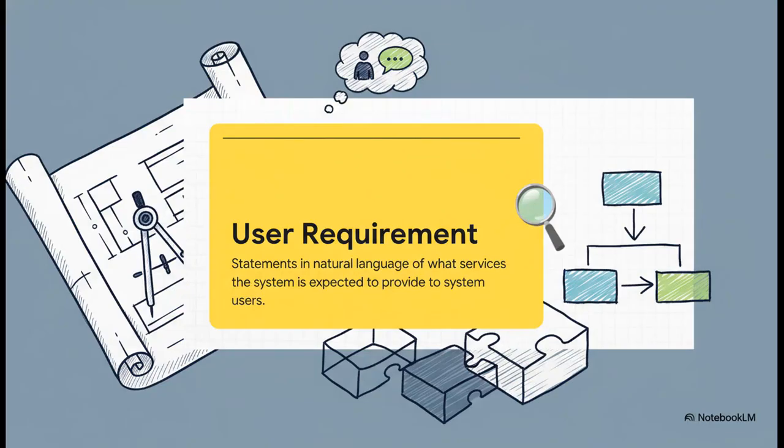Okay, so first up, you've got what's called the user requirement. This is the big picture vision. It's written in just plain, simple language that anyone can understand. The customer, the people who will actually use the app, the managers, it's all about what the system should do from their point of view, with zero technical jargon. This is that client sketch we were talking about.